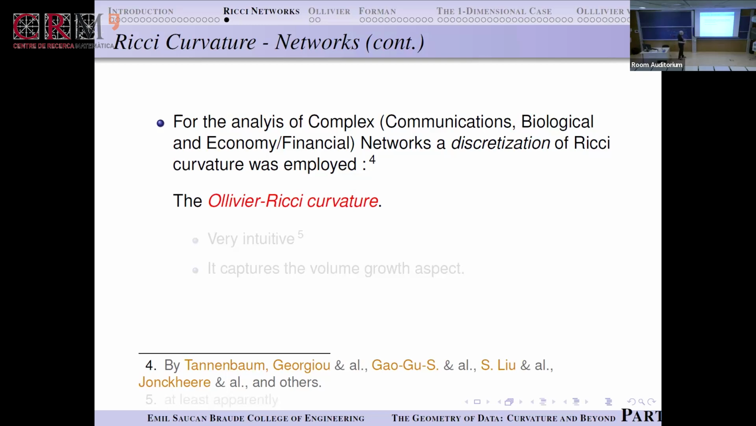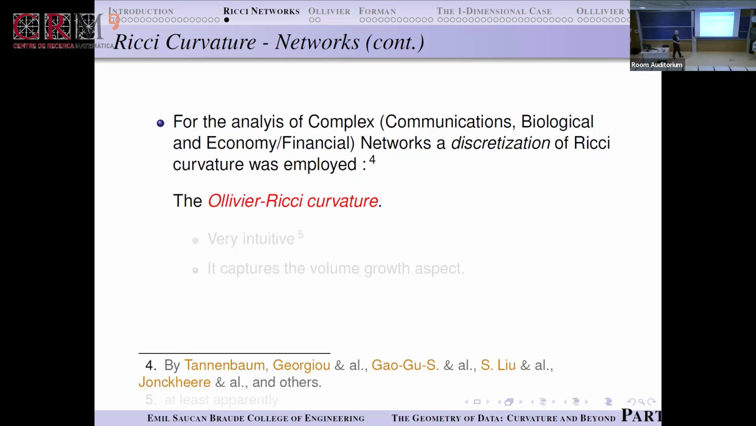So the most famous one is a relatively recent one, it's one of Olivier's, and it was applied a lot a few years back in complex networks, communications, biology, finance, and so on and so forth. Many people, Tannenbaum with Georgiou, David Gu, Jost, and myself, and especially students, and on the other hand Junkai in electrical engineering and communication networks. So it's very well known, so to say.